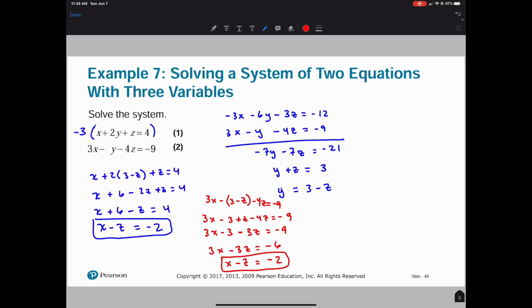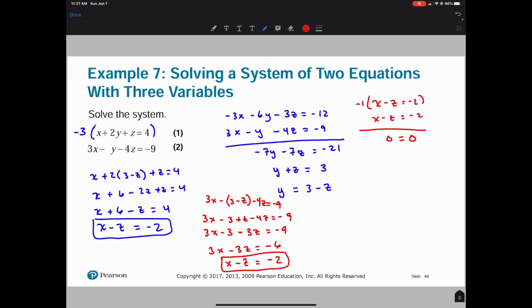So let's look at what we have. If we add these two together, so if I got x minus z is equal to negative 2, and x minus z is equal to negative 2, and let's just say I multiplied this by negative 1, right? We know they're the same equation, right? So we know we'll get 0 equal to 0.